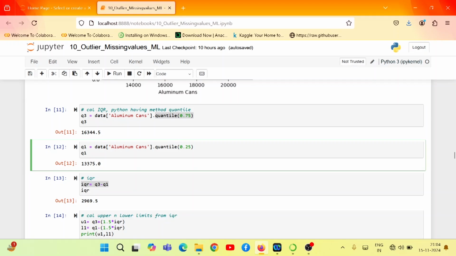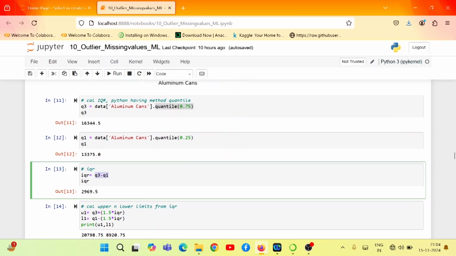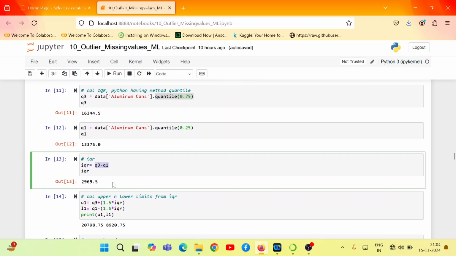After calculating Q1 and Q3, we can find out the value of IQR. IQR is nothing but Q1 subtracted from Q3. This will give you the interquartile range. The IQR helps us find the valid upper and lower limits in the data set. That is the importance of IQR.